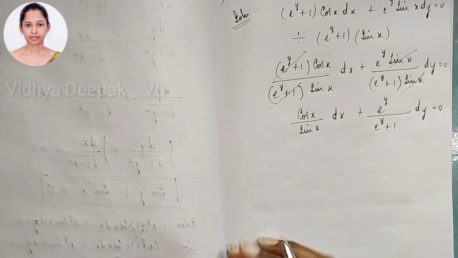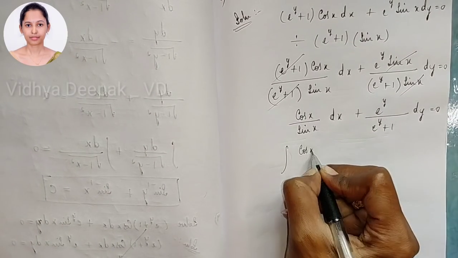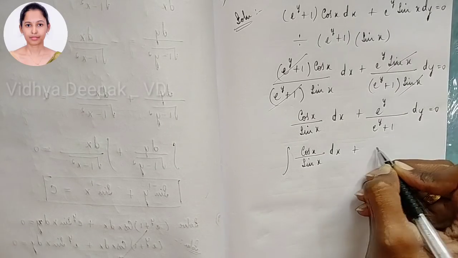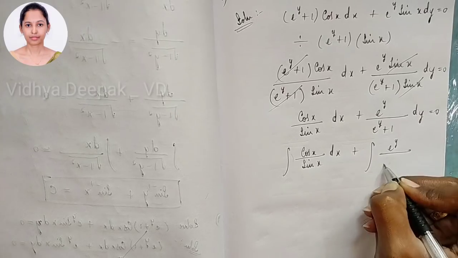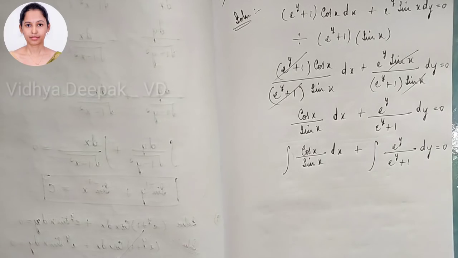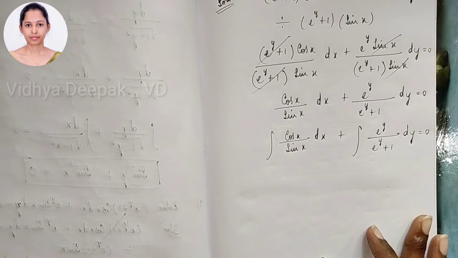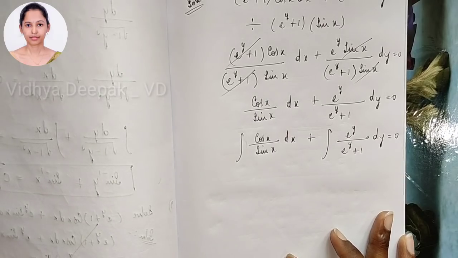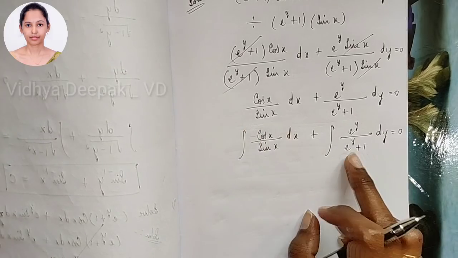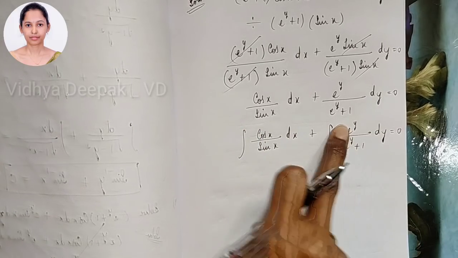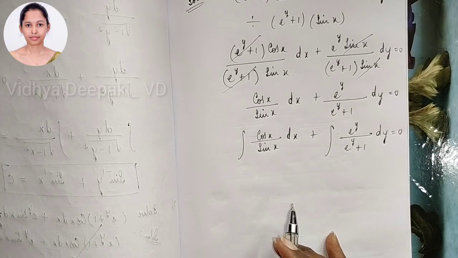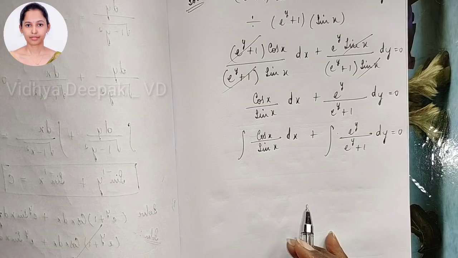Integrating on both sides, what do we get? Integral of cos x divided by sin x dx plus integral of e to the power of y divided by e to the power of y plus 1 dy is equal to 0. If you observe, you can see this is of the form, what is the differentiation of sin x? Cos x. Differentiation of e power y plus 1 is e power y. So this is of the form integral of f dash of x divided by f of x dx is equal to log of f of x.